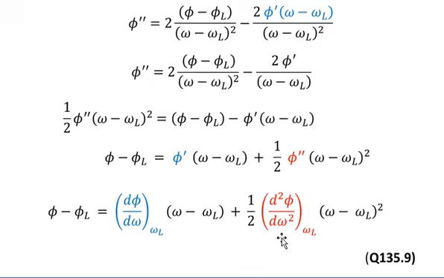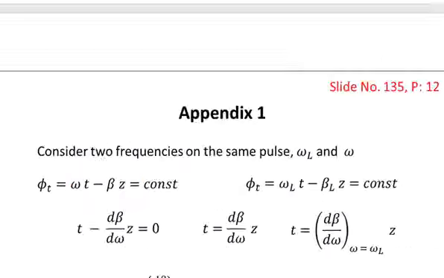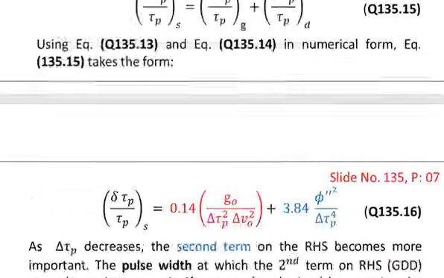So this is equation number 9, and you see that this is the dispersion relation for the single pulse, and we have written the dispersion relation including up to the second order dispersion. So this is the first order dispersion, this is the second order dispersion for the single pulse. So let's go back to equation number 9.